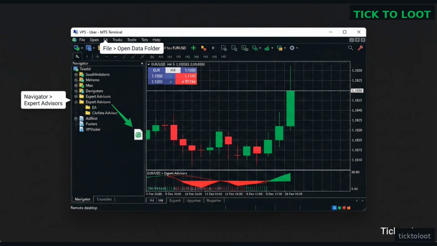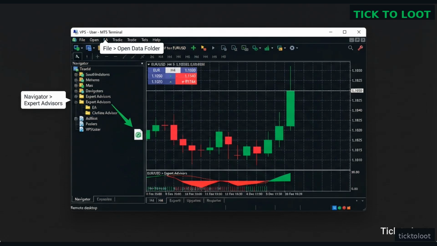Now we bring in the EA. Locate the data folder from the File menu in MT5. This opens a Windows Explorer window. Inside, find the MQL5 folder, then the Expert subfolder. Drag and drop your EA file, which usually has an EX5 extension, into this folder. Return to MT5, open the Navigator pane, right-click on Expert Advisors, and select Refresh. The EA will appear in the list.